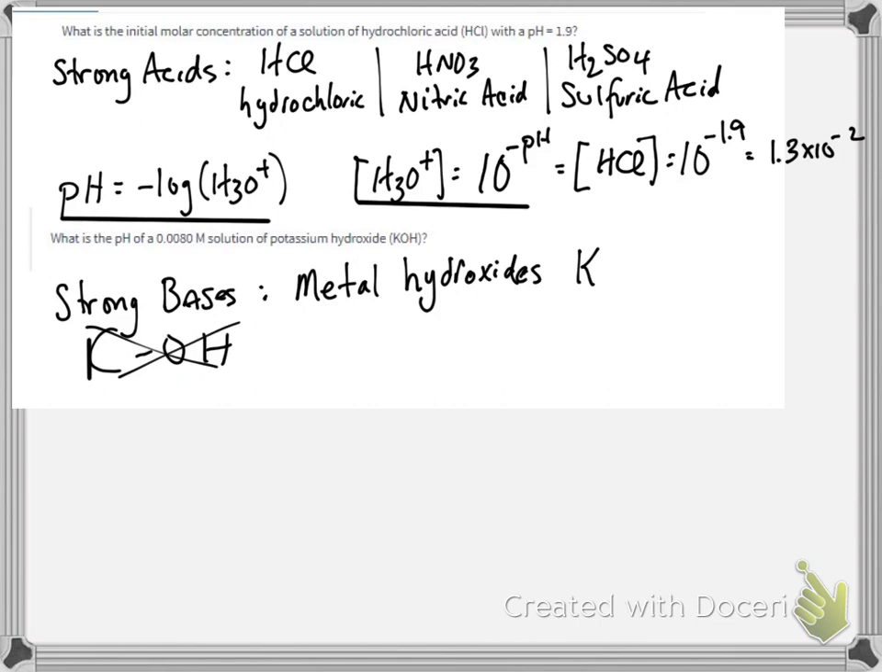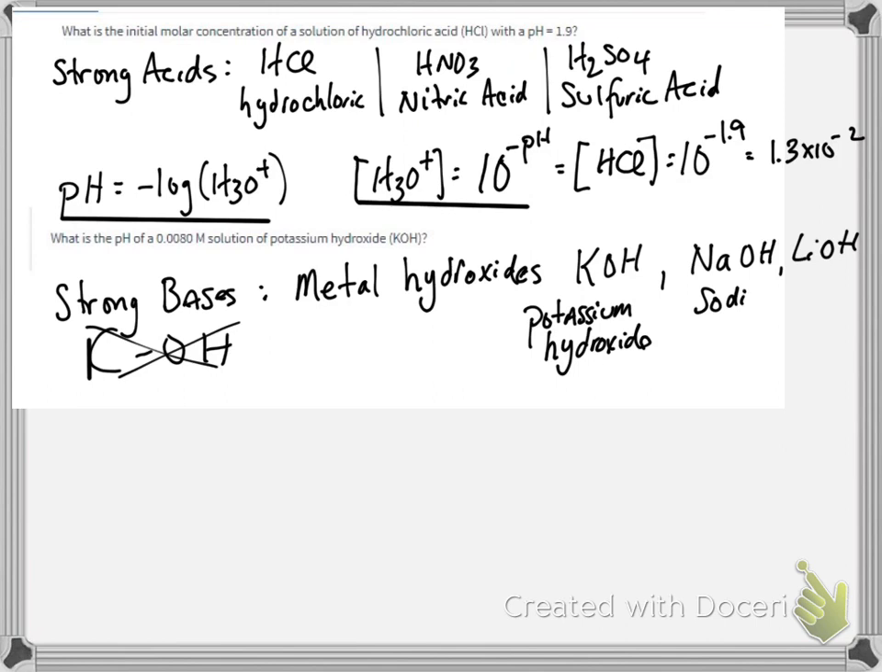But if it's a metal, like potassium and sodium, any type of element that's on the left-hand side, hydroxide, then it will be a strong base. So for most of our work, this is potassium hydroxide, sodium hydroxide, lithium hydroxide. So any metal hydroxide is going to be a strong base. And just like we said above, that means that the concentration is the same as the hydroxide ion concentration.